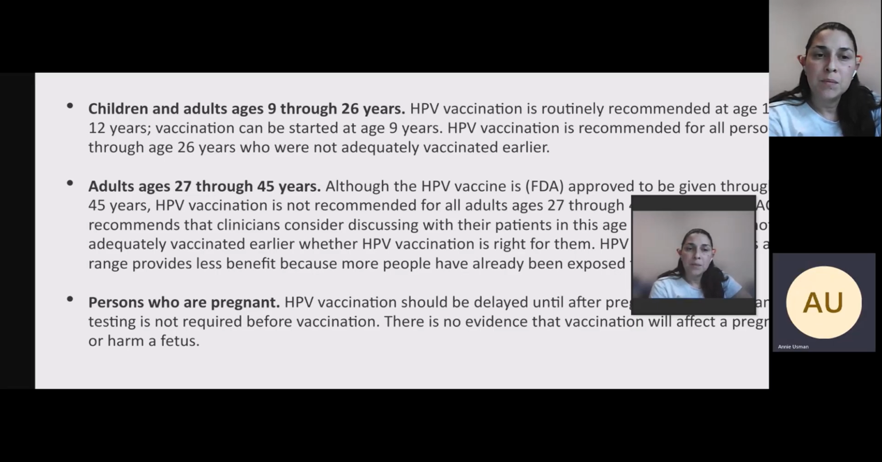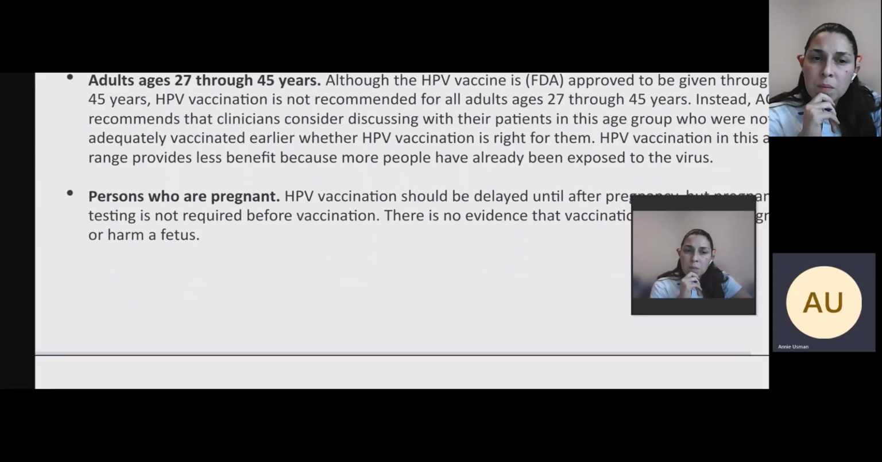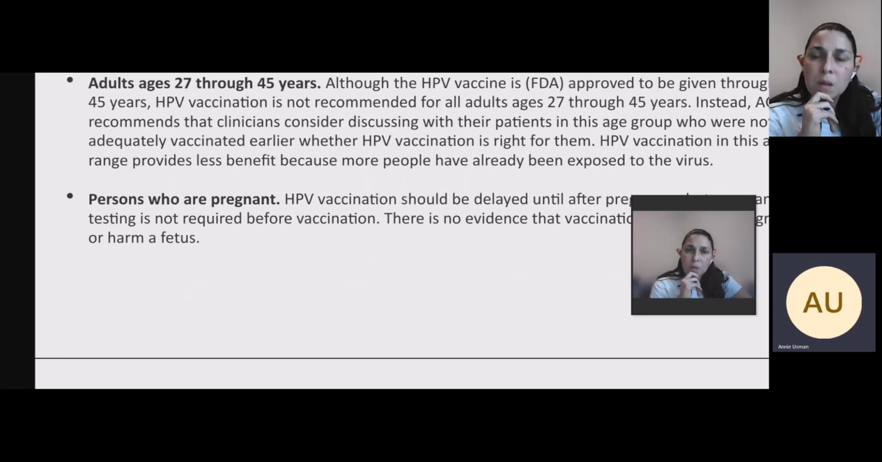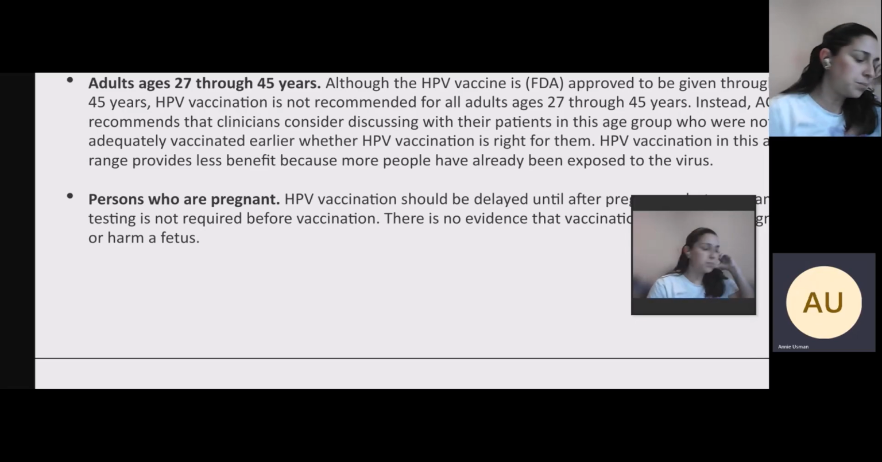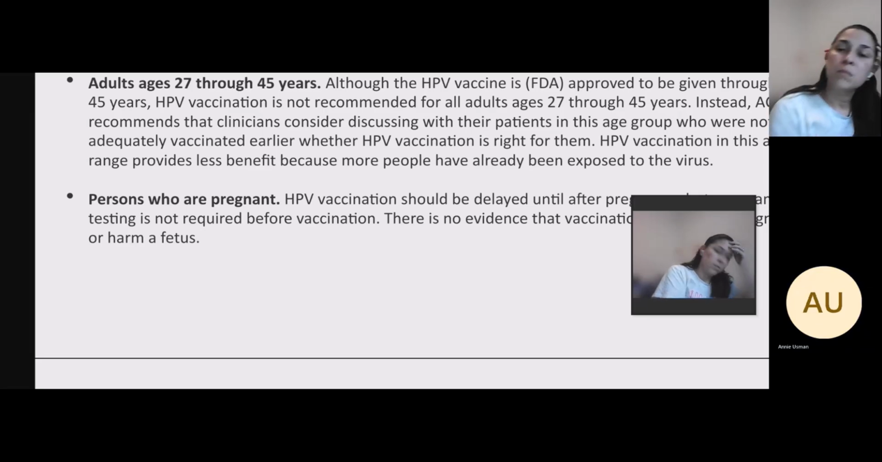For adults ages 27 to 45, it's not FDA approved that the vaccine is going to be as effective as it was in childhood, but this is something you can discuss with the clinician to see if you're recommended to get vaccinated for HPV at that moment, or if your immune system requires that.